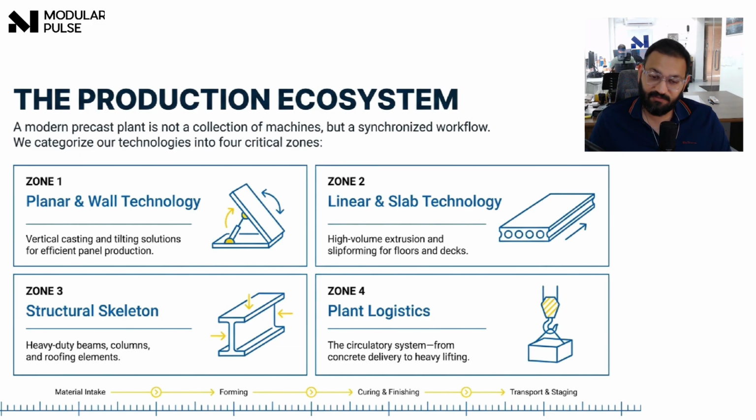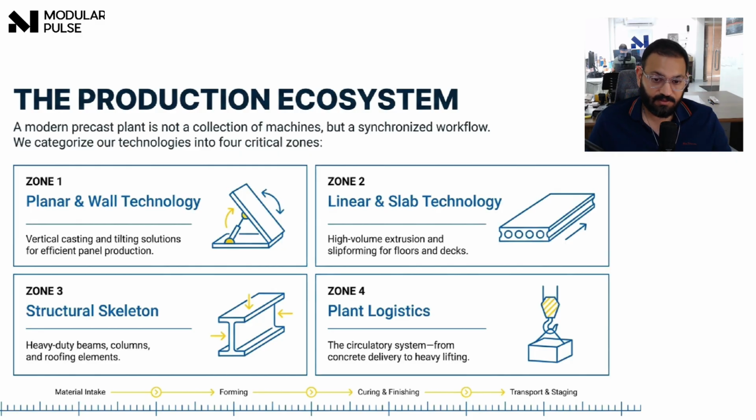Now let's go one level deeper. A modern precast plant is not a collection of machines, it's a production ecosystem. Think of it like a cricket team. You don't win a match by having only one batsman or bowlers. Every role matters, and timing matters even more. That's why we divide the factory into 4 critical zones.